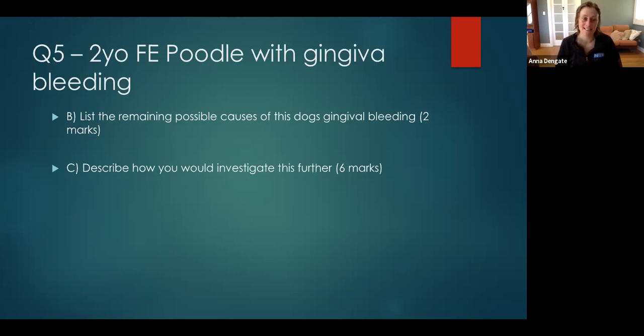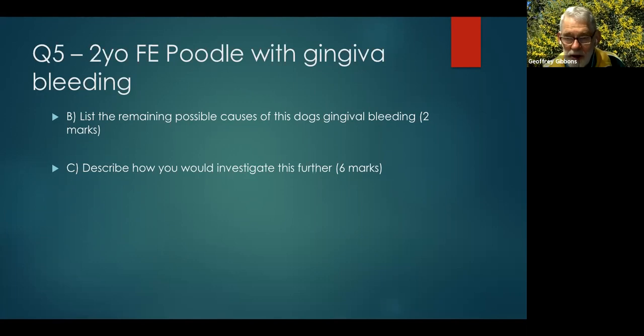So question C: describe how you'd investigate this further. This is a fellowship question, so I don't expect you to get six marks. I would like you to do two marks. I think iron studies could be useful because of the microcytosis and the chronic bleeding. It may be heading towards iron deficiency, though it's not anemic yet.